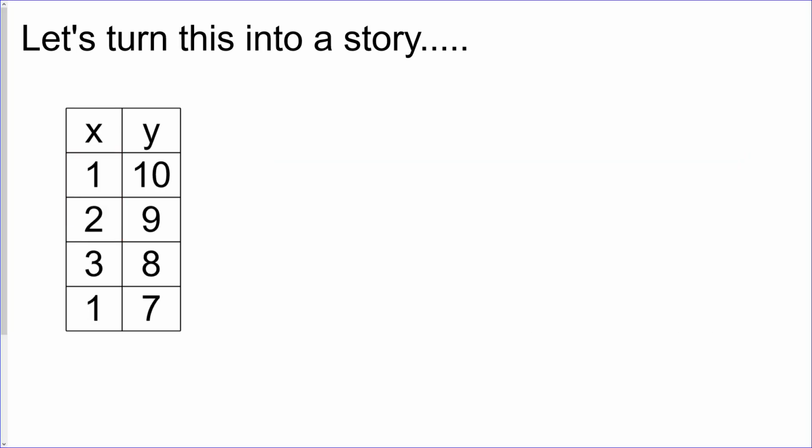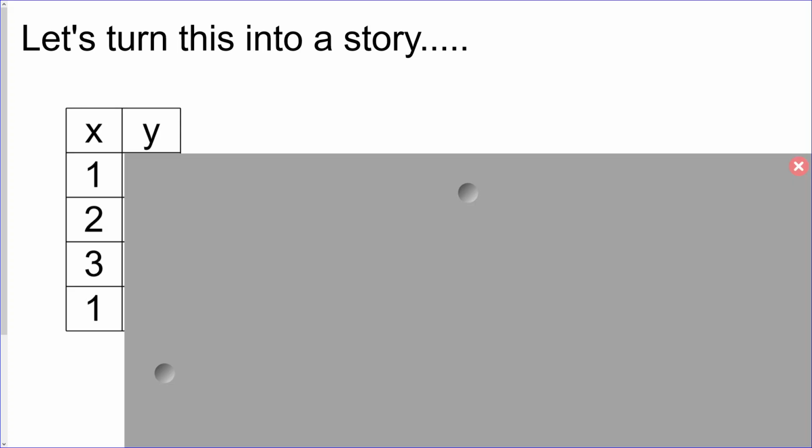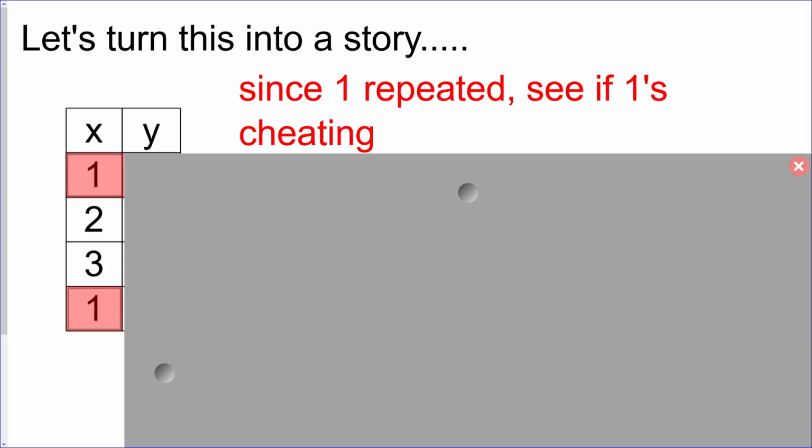So what about this one? We come in and we sit down, we order, and we just start looking around at all the couples in the restaurant. Do we see anybody that got up and left and came back into the restaurant with another person? Just focus on the X's. Don't even worry about the Y's. Do you see anybody? Oh, yeah, the ones. The one repeated. So let's see if 1 is cheating.